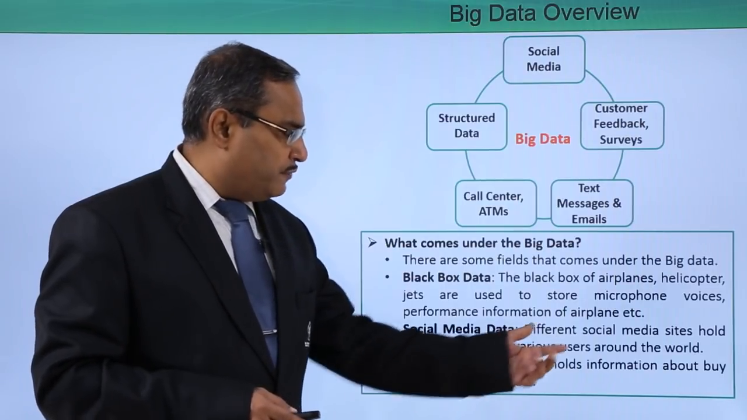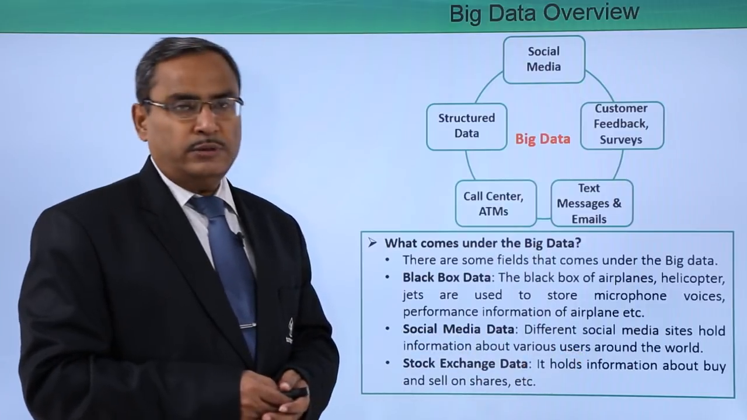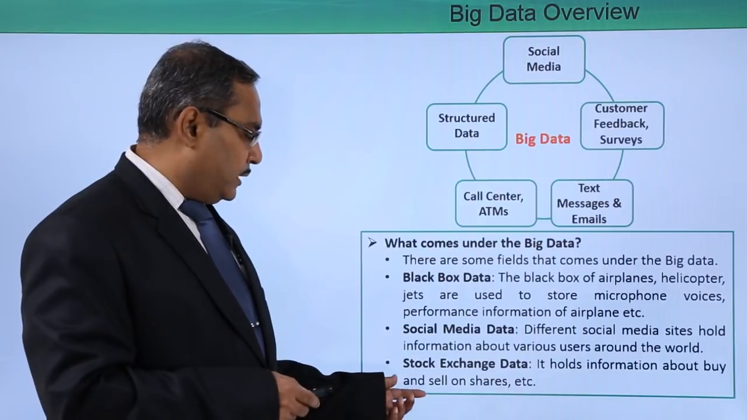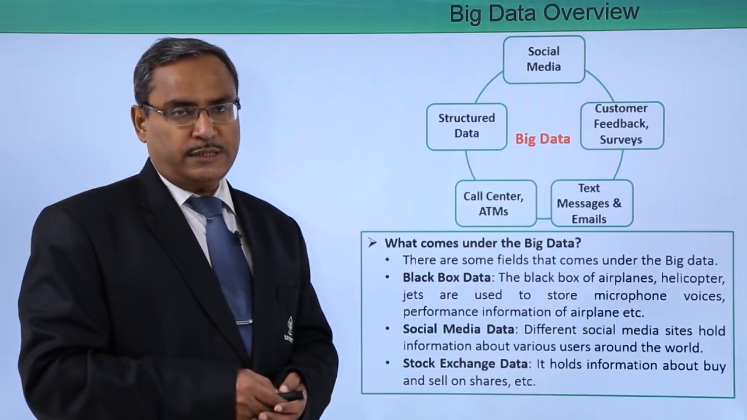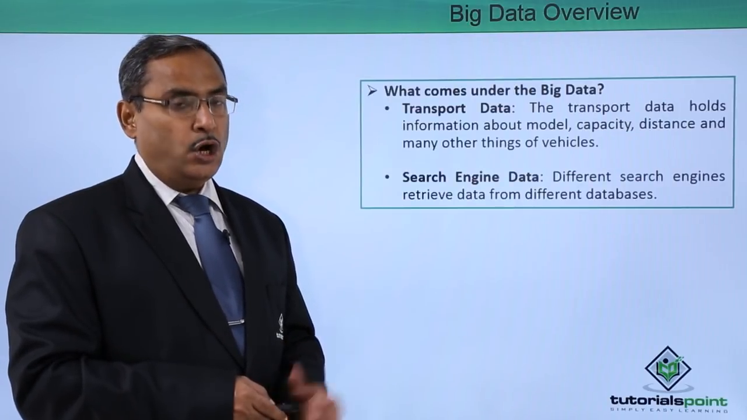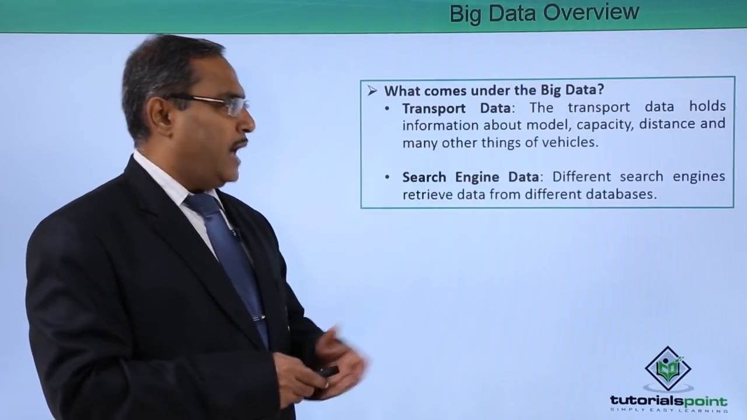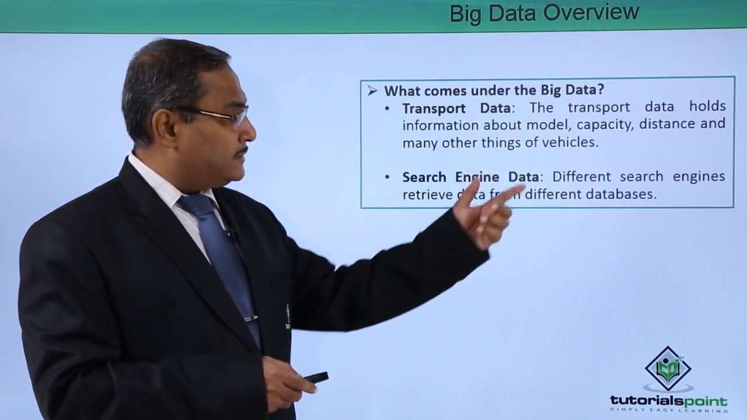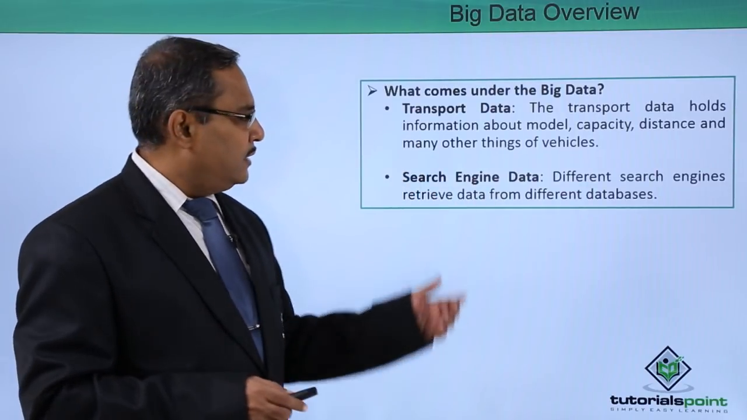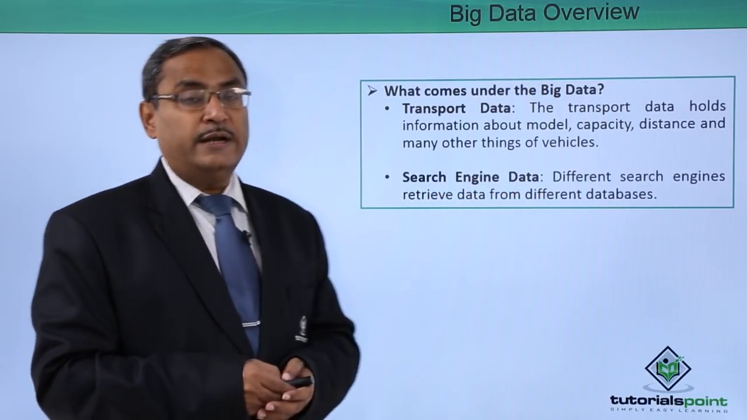Social media data. Different social media sites hold information about the various users around the world. Stock exchange data. It holds information about the buying and selling of shares and so on. So these are the different origins from where the data is originating. Transport data. The transport data holds information about the model, capacity, distance and many other things of different types of vehicles. Search engine data. Different search engines retrieve data from different databases.